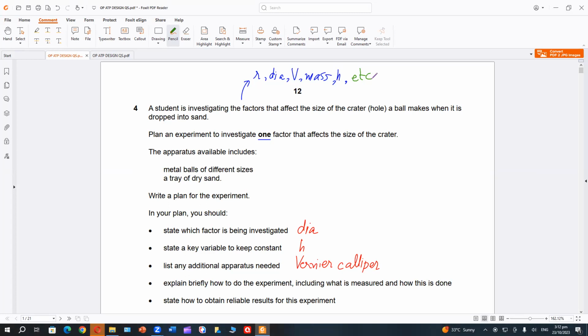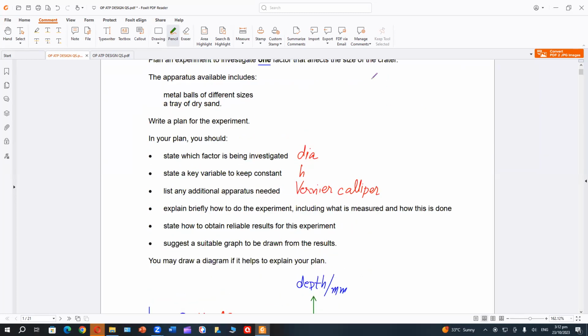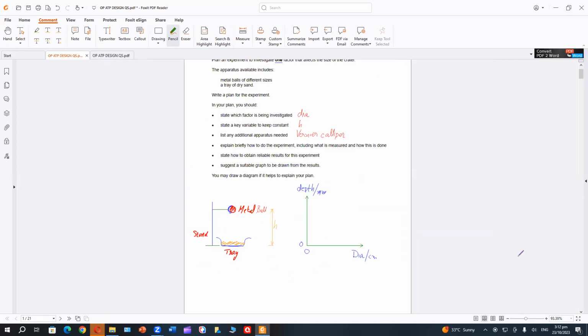He will need a meter rule and a clamp stand. Good. And you will drop the ball. You will drop the ball from the same height every time. Suppose you will say, I'm taking diameter. So you will drop the ball from the same height every time and measure the crater. How can I measure the crater? Crater means the impression it produces on sand. So should I use a vernier caliper? Yes. Okay. So I can use a vernier caliper.